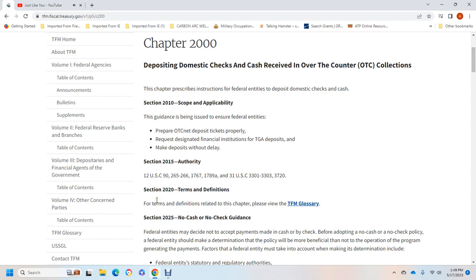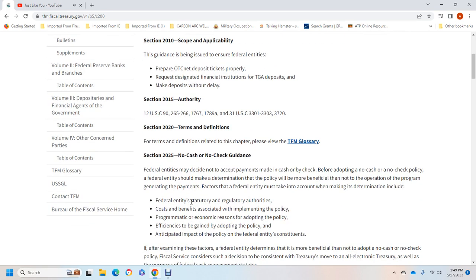Please review the Treasury Financial Manual Glossary. Section 2025, No Cash, No Check Guidance. Federal entities may decide not to accept payments made in cash or by check. Before adopting a no cash, no check policy, federal entities should determine that the policy will be beneficial to the operation of the program generated with the payments.